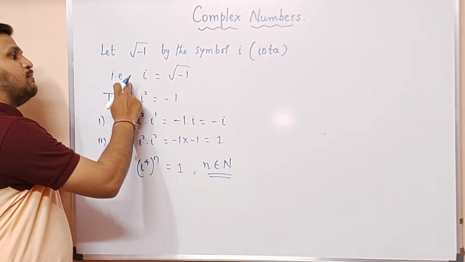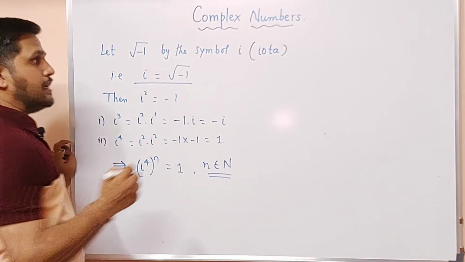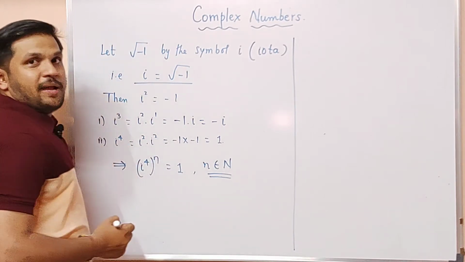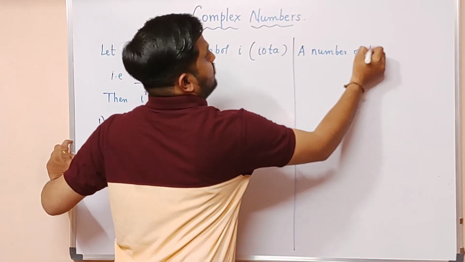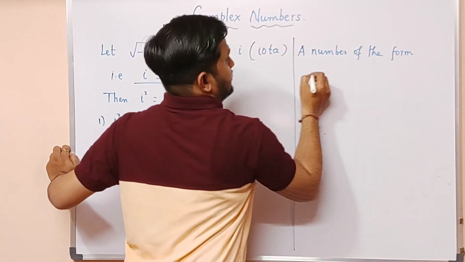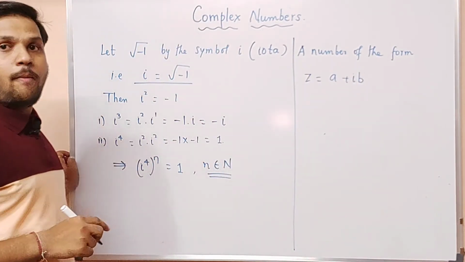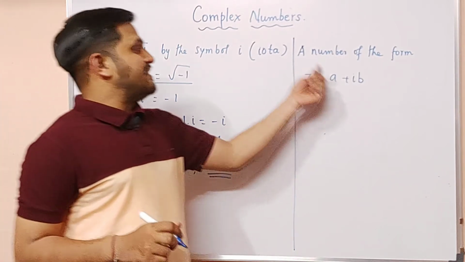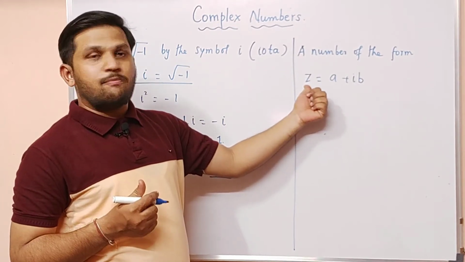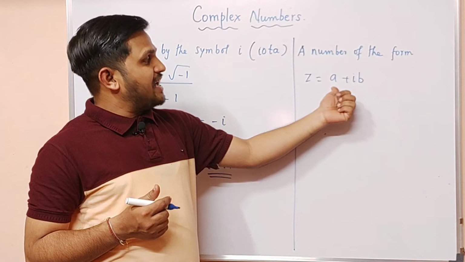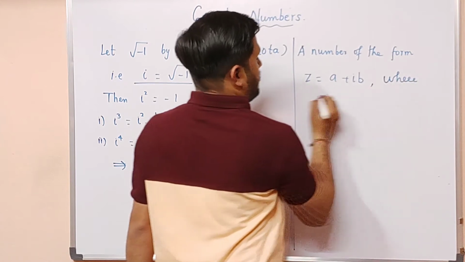So we have denoted a symbol i which is defined as root of minus 1. With this, we will define a complex number, a number of the form z is equal to a plus i into b. If a number is represented in this form, it is said to be a complex number. A complex number is usually denoted with the symbol z and is defined as a plus i into b, where a and b are real numbers.